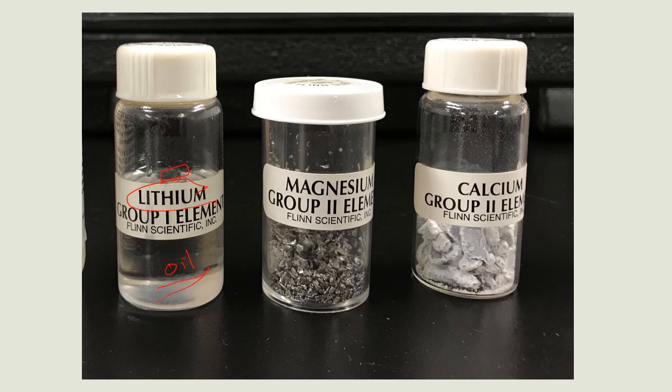Okay, and this is magnesium from the second group. Actually, it is little granules here, but you can see in the lab magnesium ribbons. It is just like a ribbon. Okay, and calcium is also from the second group. You see they are all shiny, a little dark in color, silvery color. Okay, so these are some properties and these are some examples of metals.